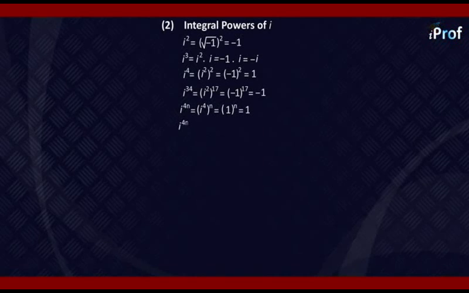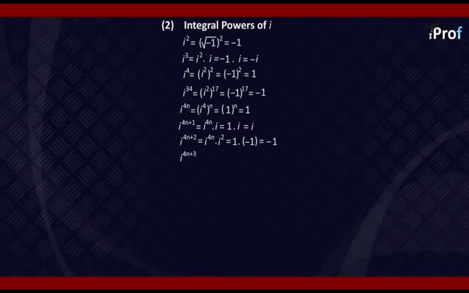Similarly, iota raised to power 4n plus 1 becomes iota raised to power 4n into iota. We have already found iota raised to power 4n is equal to 1. So it becomes 1 into iota, that is equal to iota. Now iota raised to power 4n plus 2 becomes iota raised to power 4n into iota square. Iota raised to power 4n becomes 1. Iota square is minus 1. So it becomes 1 into minus 1, that is minus 1.